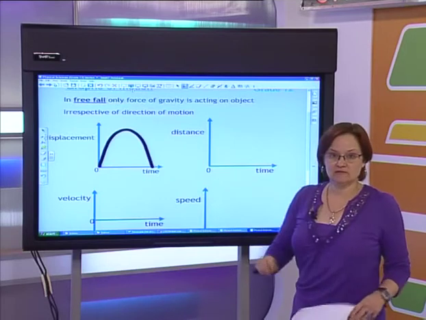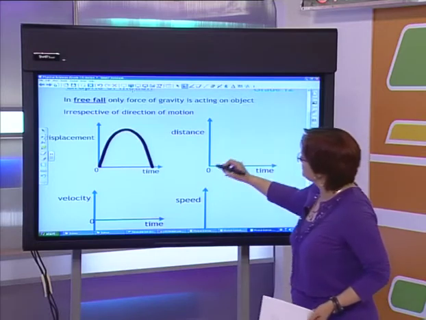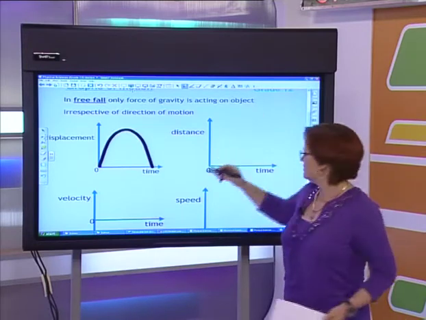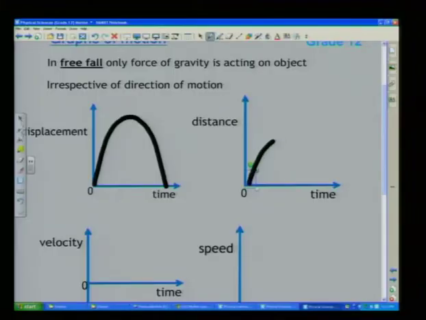Distance is a scalar, it doesn't matter about direction. But remember when we look at distance, as my stone or whatever it is is thrown up, it goes up and starts to slow down, then it changes direction and speeds up, and it changes the curve. So pretty much it's like taking this graph and taking the second half and putting it on top. Distance, we don't care about direction.